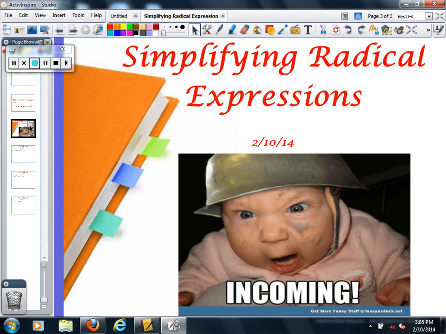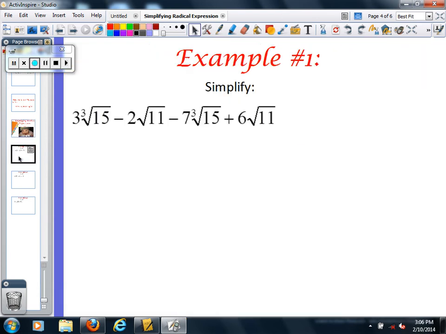Hey guys. So, today we're doing simplifying radical expressions. This should be a fairly simple task, but you just got to remember some of our rules about radicals. Okay? So, when we look at a problem like this, you got to think of a radical as the same rules that you would have with a variable.